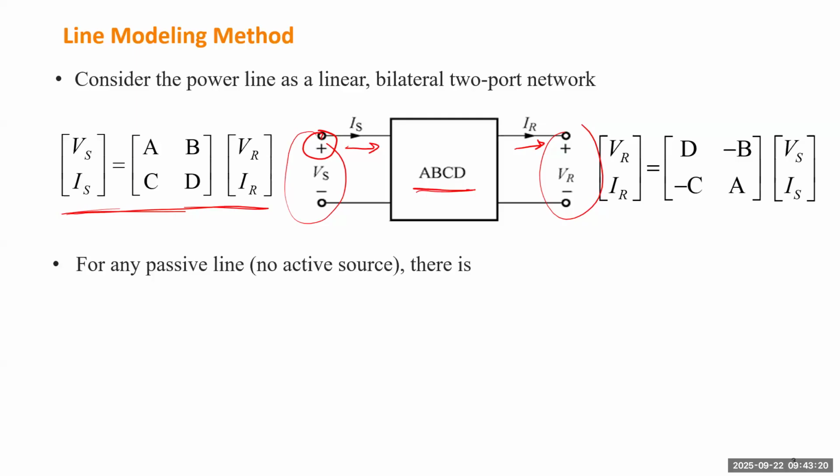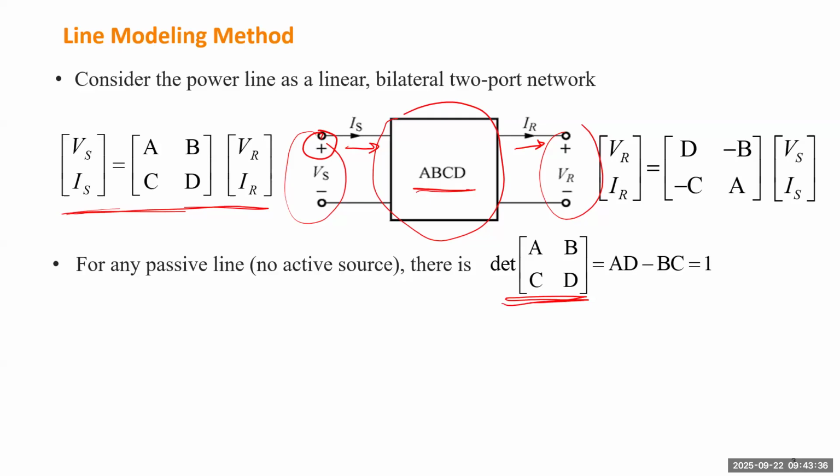If this line has no source, so when we draw this block, if inside there's no source, we will see this line is passive. If the line is passive, and you calculate the determinant for this 2x2 matrix, which is basically just AD minus BC, this one will always be 1. Okay, so we'll verify this one for all the line models.